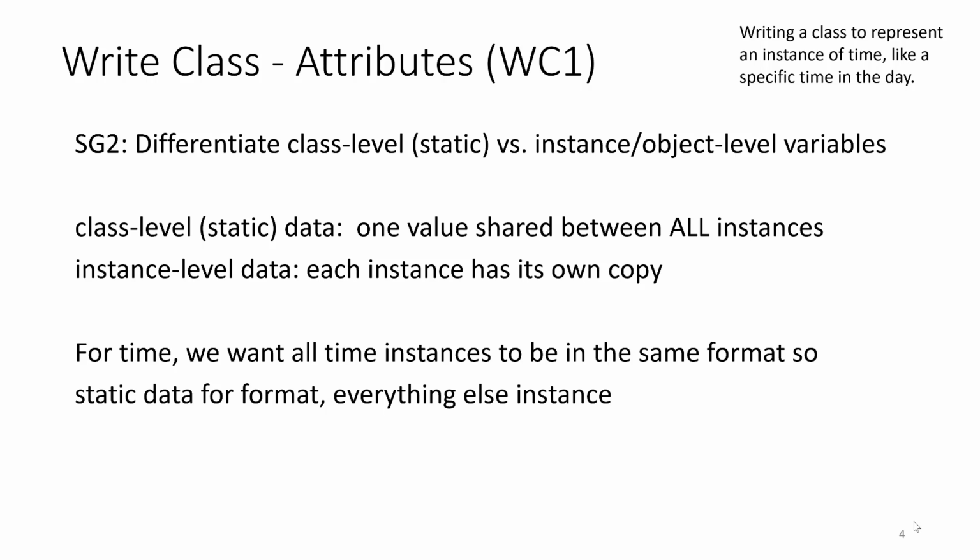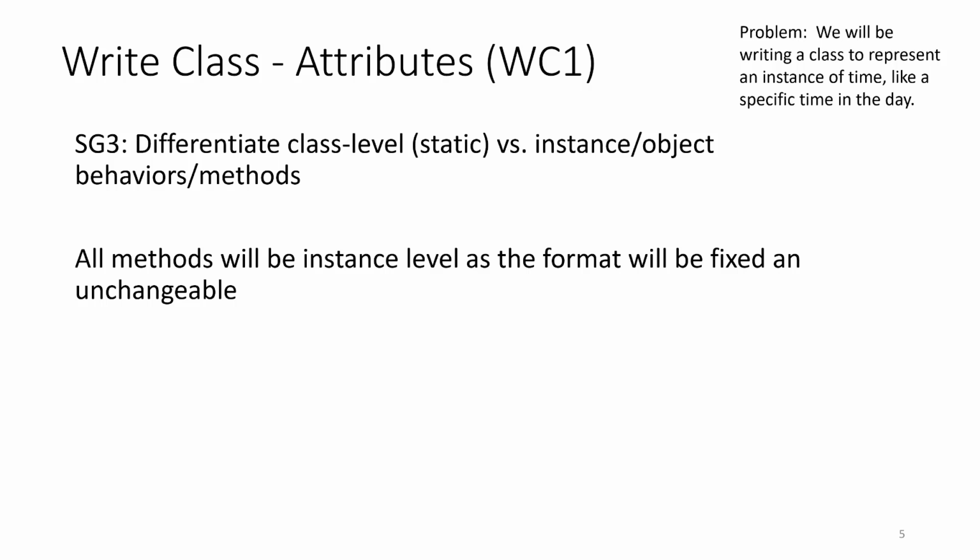Subgoal 2, differentiate between class level or static variables versus instance or object level variables. For class level variables, there is one value shared between all the instances. For instance level variables, each instance will have its own copy. For our example, TimeType, we want all the instances to be stored in the exact same format, so we will use a static variable for the format, and everything else will be instance variables.